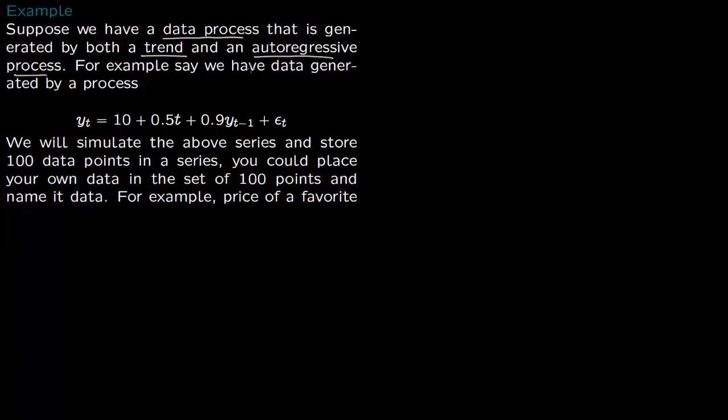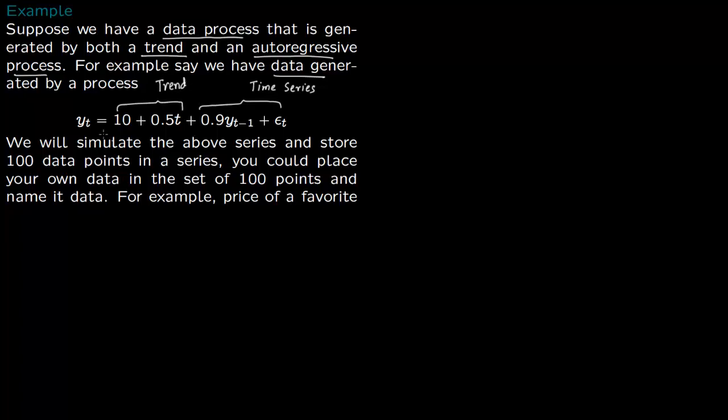So for example, say the data is generated by some underlying process like this: yt is equal to 10 plus 0.5 times t plus 0.9 yt minus 1 plus this error term. So this is the time series part, and this is the trend part.